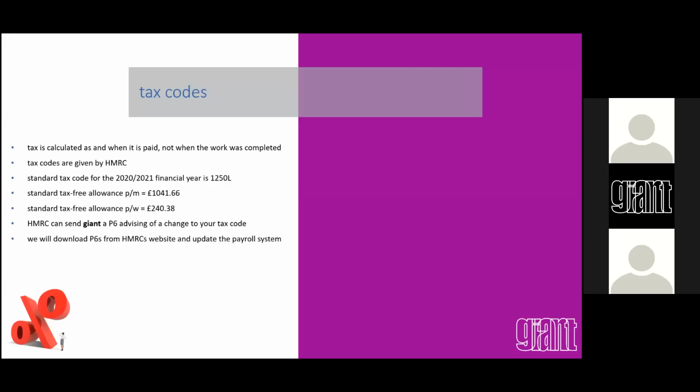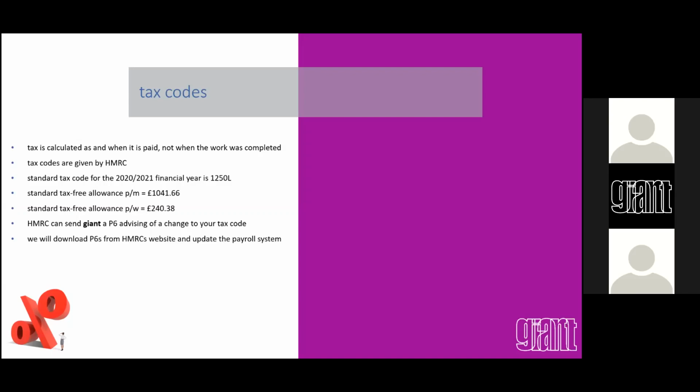Then divide this by 12 months if you are being paid monthly, or 52 weeks if you are being paid weekly. The tax-free allowance relates to the amount not subject to tax deductions, and anything above this will become taxable at the appropriate rate. We are able to receive tax codes from HMRC.